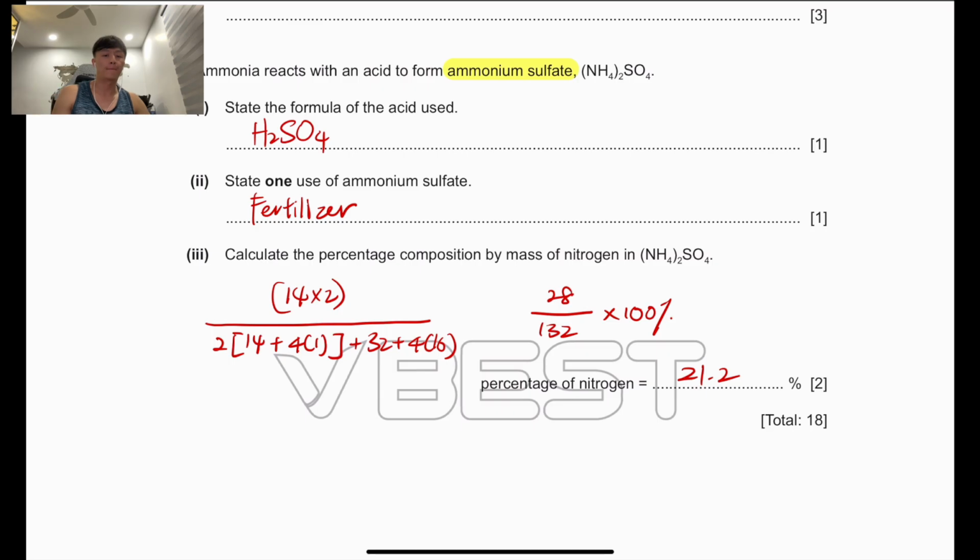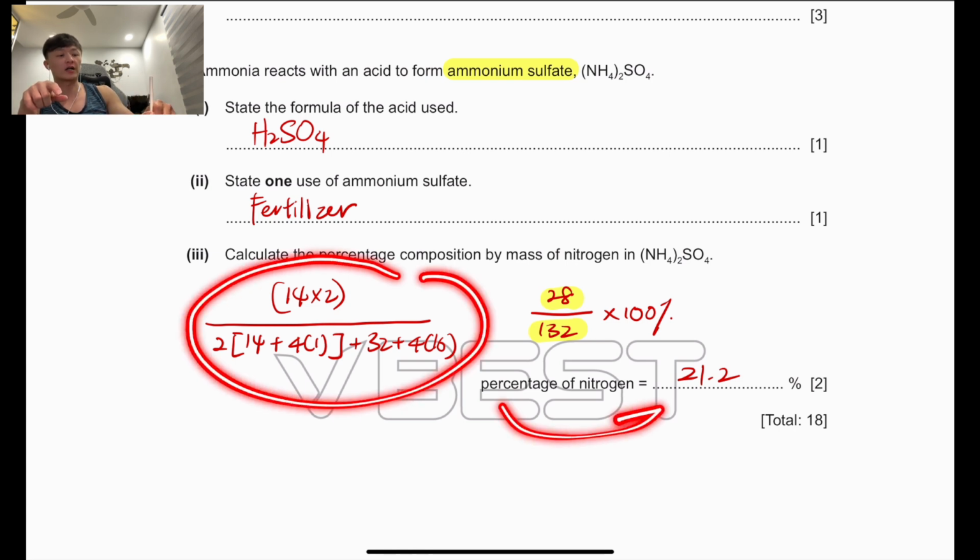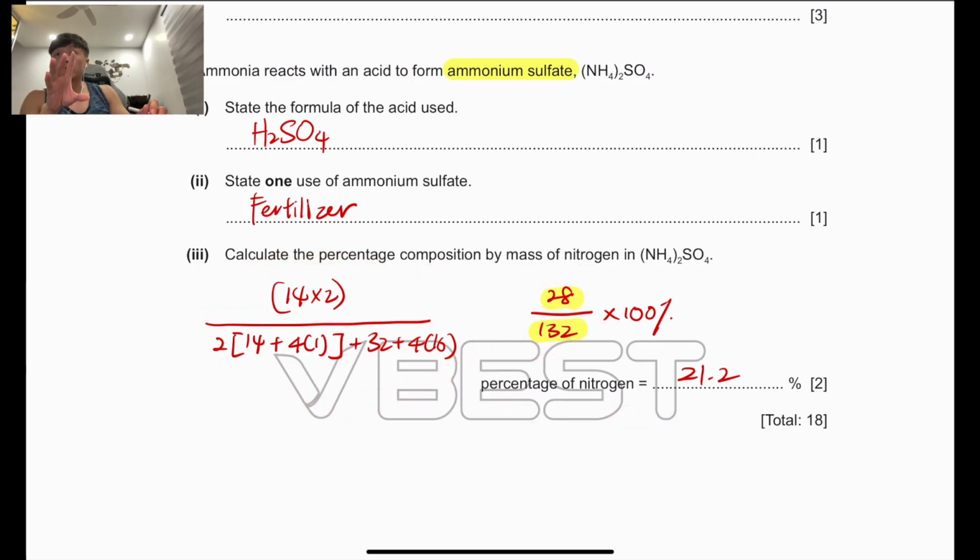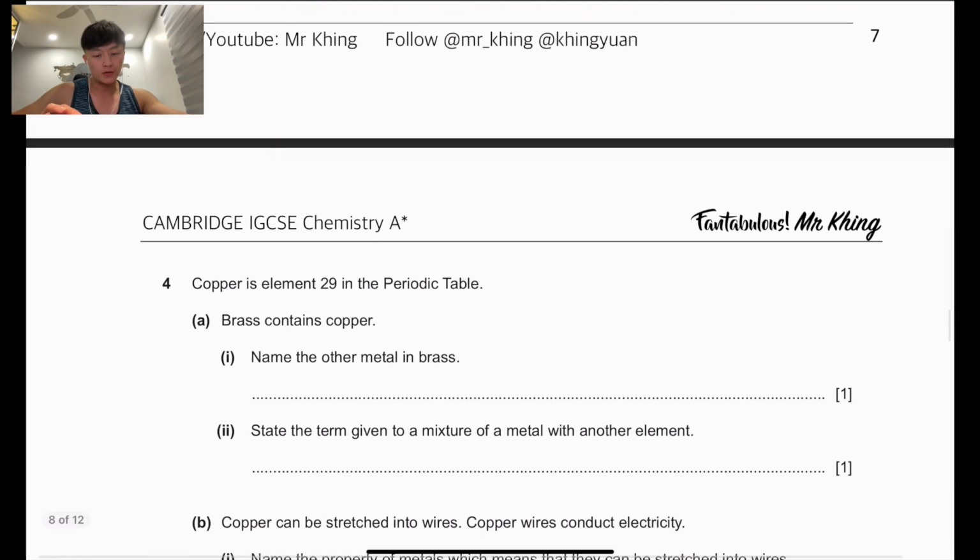Eventually you get 21.2. See, 2 marks here, so you need to show the working. You need to show the sum of the mass of the compound and also the sum of the mass of the nitrogen in the compound. Remember, do not just show this and go straight to the answer. You can only get 1 mark. Always show the sum, the totals of the mass itself. Okay, so next one.